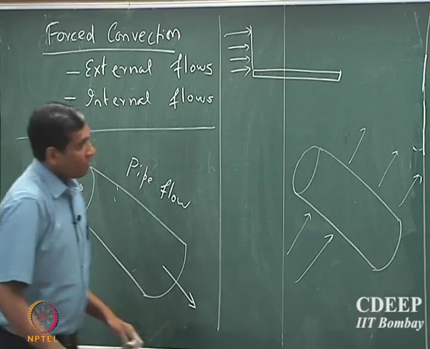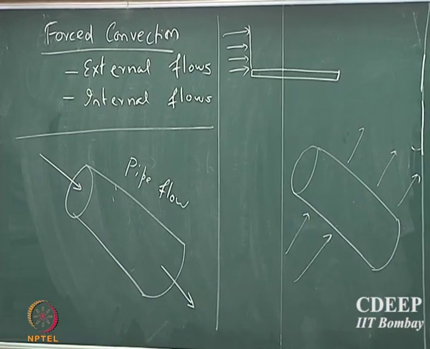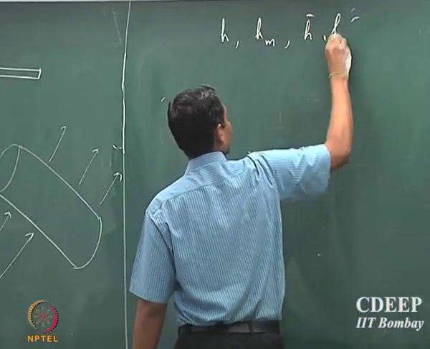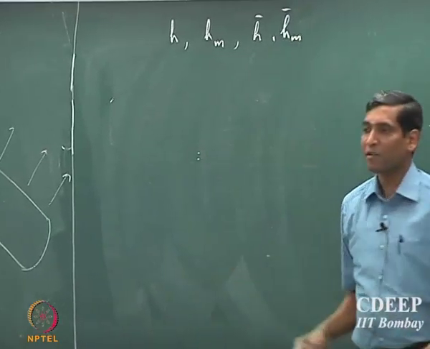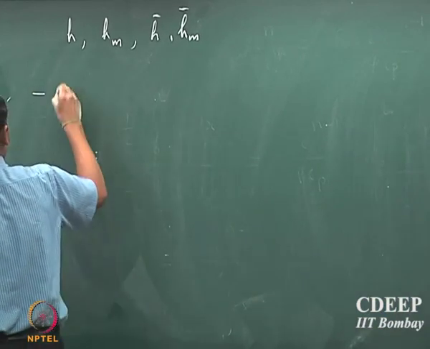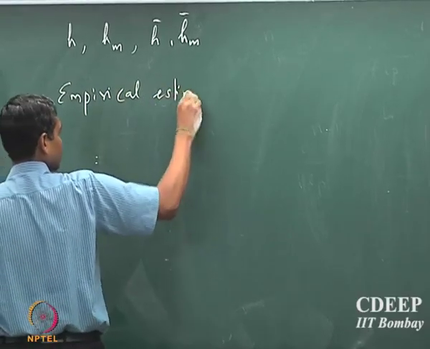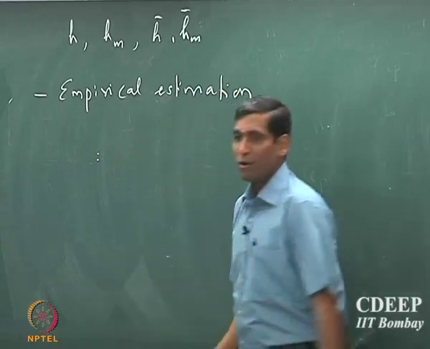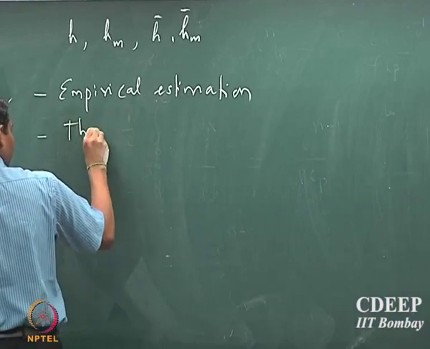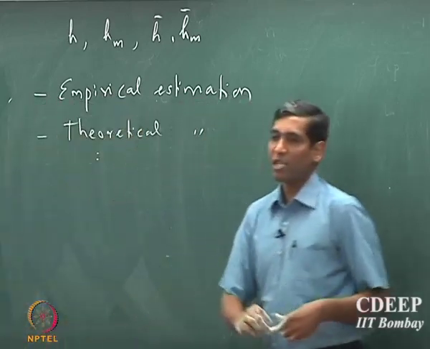Now before we go into the details, there are two methods. Note that the objective is to find the heat transport coefficient and mass transport coefficient, local and average. That's what we want to find. That's the objective for all of these problems. Before we go into that, we're going to look at two possibilities: the empirical estimation and the theoretical estimation. We're going to look at both these possibilities.